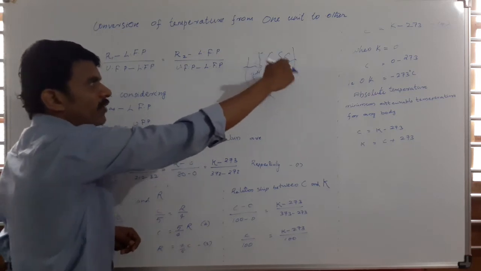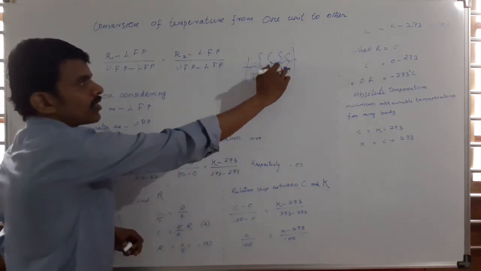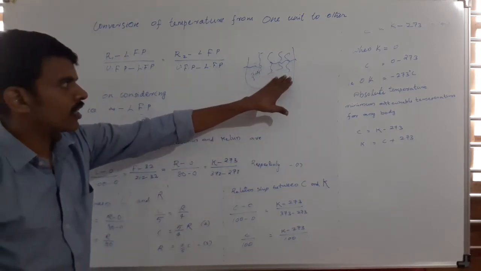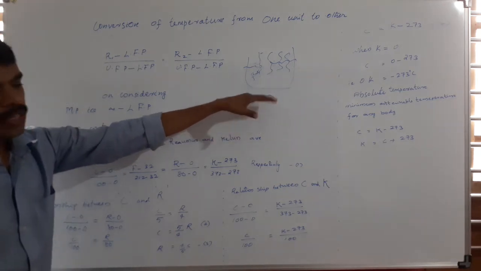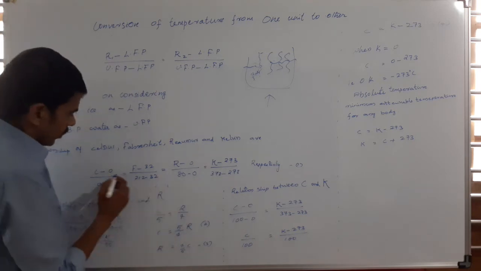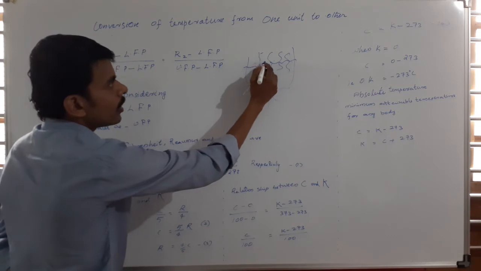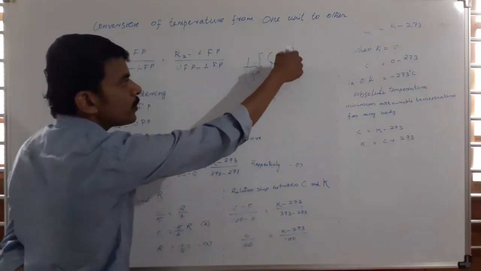Kelvin. Actually, the Kelvin scale is a bit different, and those things we can learn later. So here C, F, R and K are actually denoting the corresponding temperature in the respective scales.